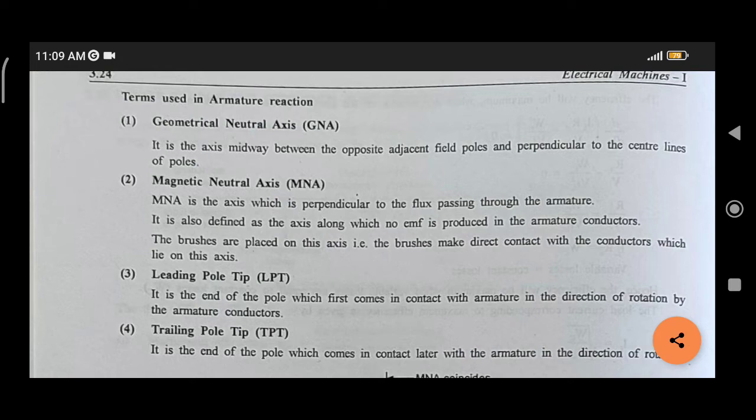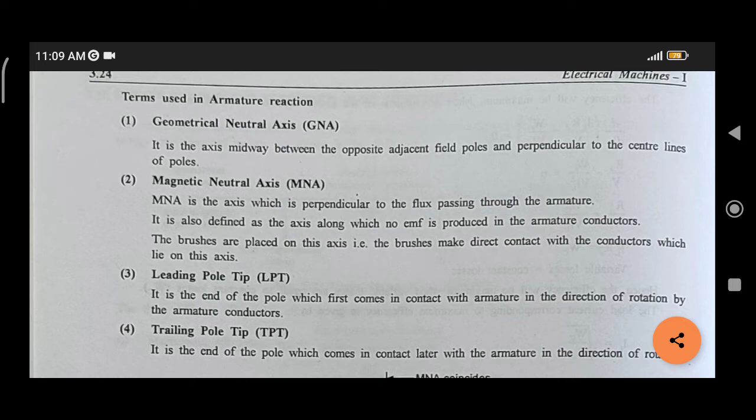What is the magnetic neutral axis? The magnetic neutral axis, MNA, is the axis perpendicular to the flux passing through the armature. It is also defined as the axis along which no EMF is produced in the armature conductors. The brushes are placed on this axis. Brushes make direct contact with the conductors which lie on this axis.